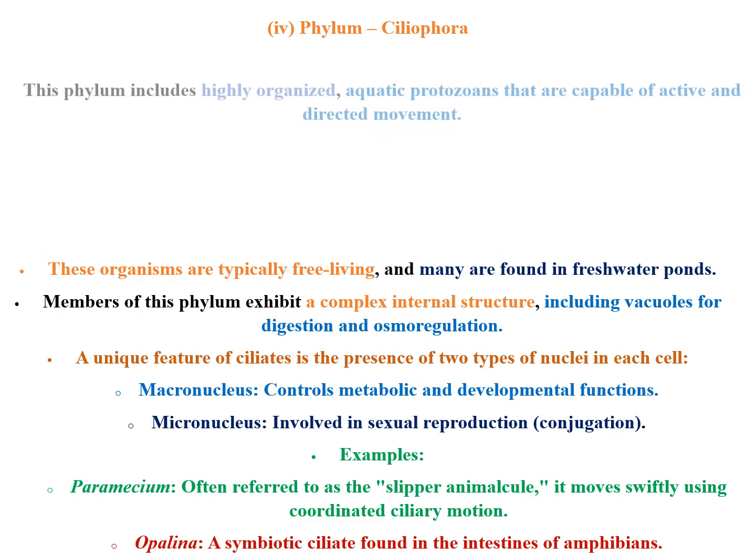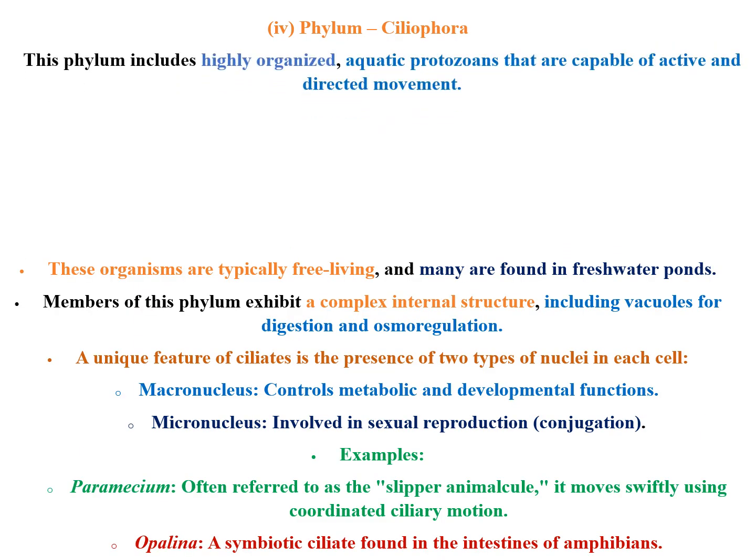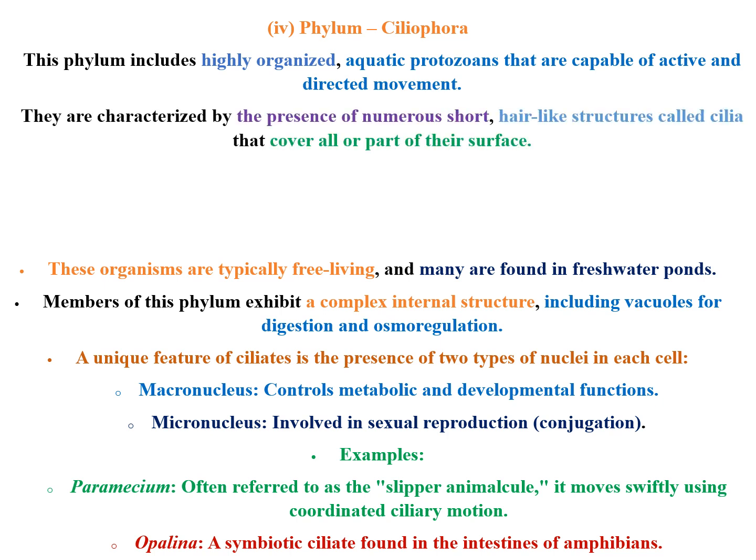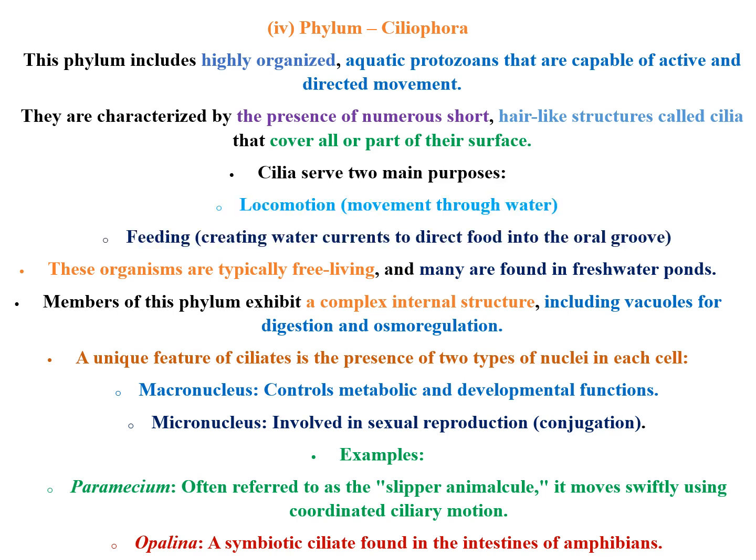Then Ciliophora, the phylum that includes highly organized aquatic protozoans capable of active and directed movement. They have a number of short hair-like structures called cilia covering all or part of the surface. These cilia serve two main purposes. That is the Paramecium. Okay, this is a Ciliophora. You can write this example, Paramecium. First, feeding, creating water currents to direct food into the oral groove, as I mentioned in the previous slide.